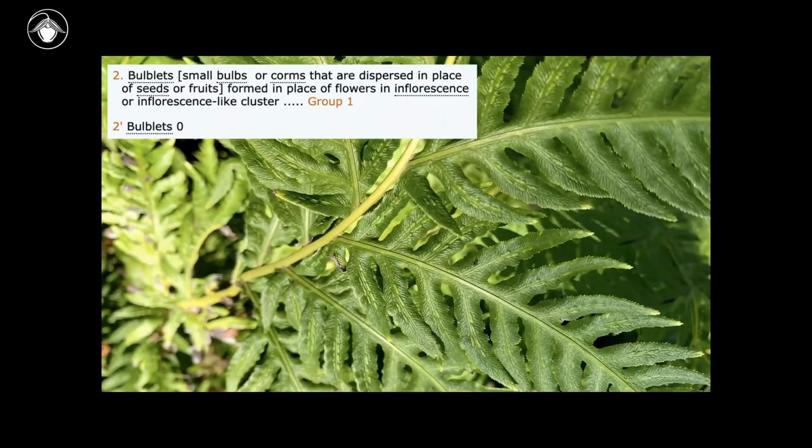Bulblets, small bulbs or corms that are dispersed in place of seeds or fruits formed in place of flowers in inflorescence or inflorescence-like cluster, or bulblets 0. And again, this is a plant that doesn't have flowers and doesn't have inflorescences and forms no bulblets.